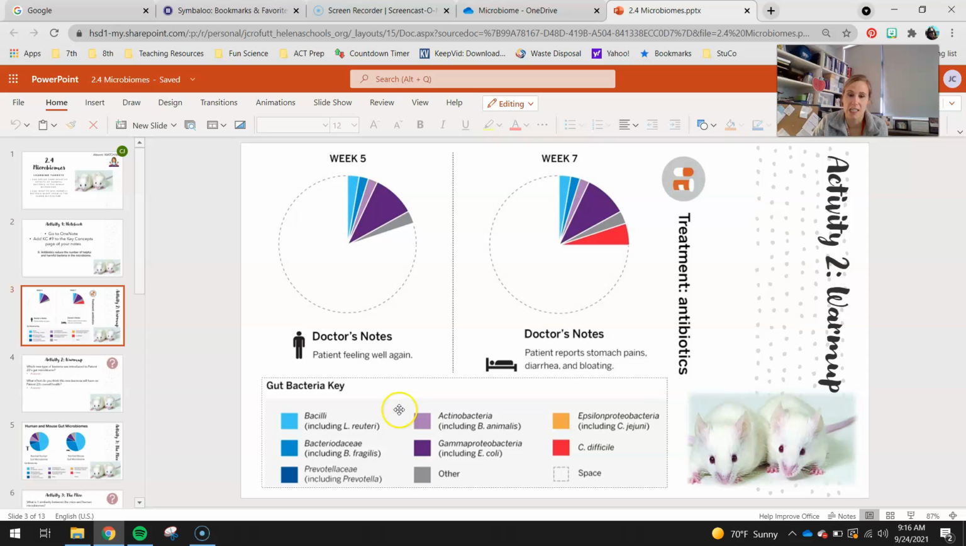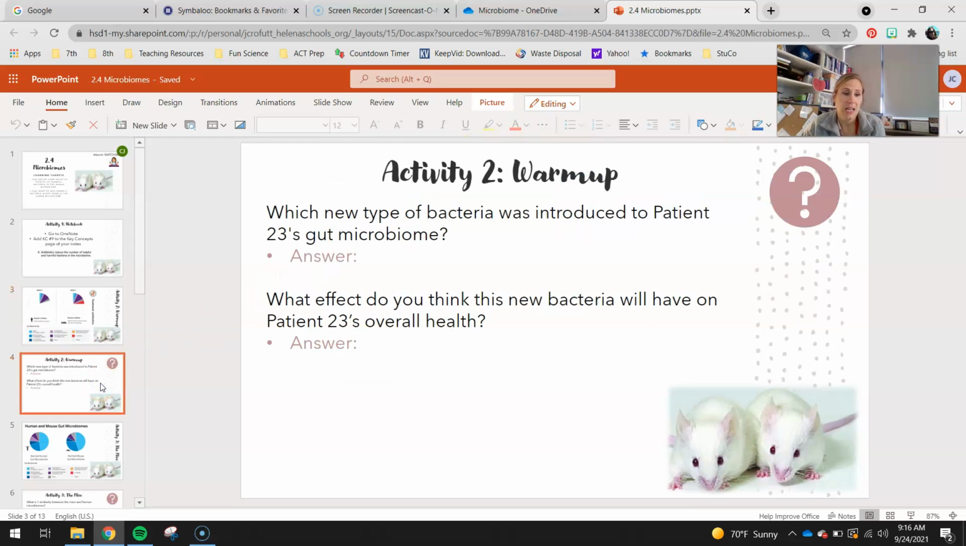So you guys need to take a look at the key here. You can click and drag and expand that key if you need to see it a little bit better. And we can also look at our doctor's notes and say, all right, the patient reports stomach pains, diarrhea, and bloating. So different symptoms than what we saw before with week 3. Okay, so what you will answer is on slide 4. Your two questions to address are: which new type of bacteria was introduced to patient 23's gut microbiome? And what effect do you think this new bacteria will have on patient 23's overall health? Okay, so answer those two questions.